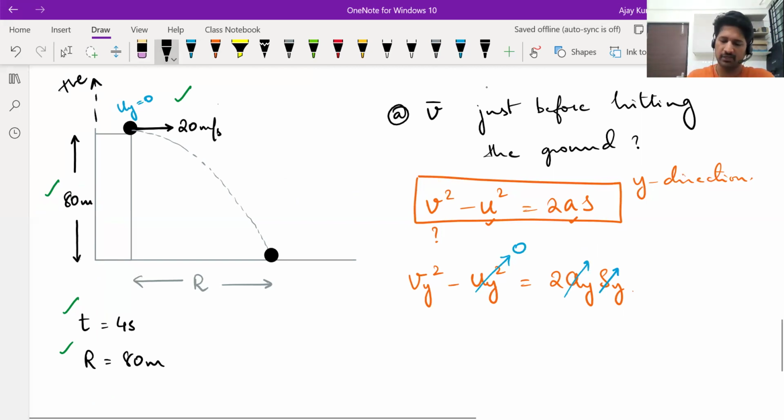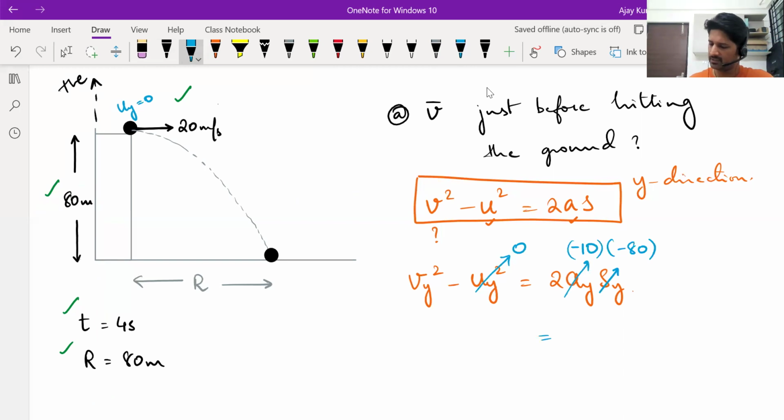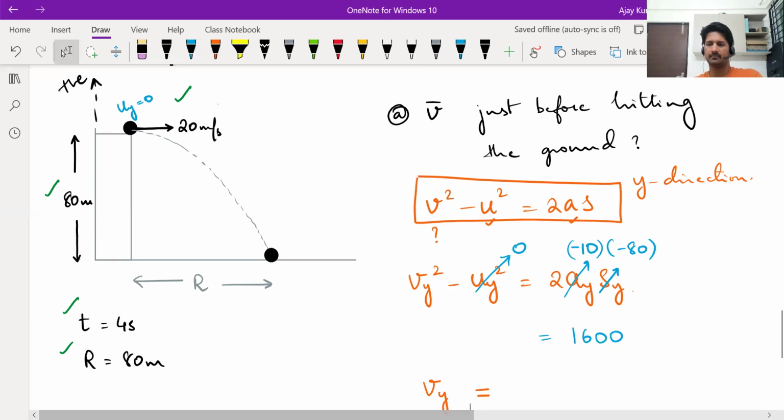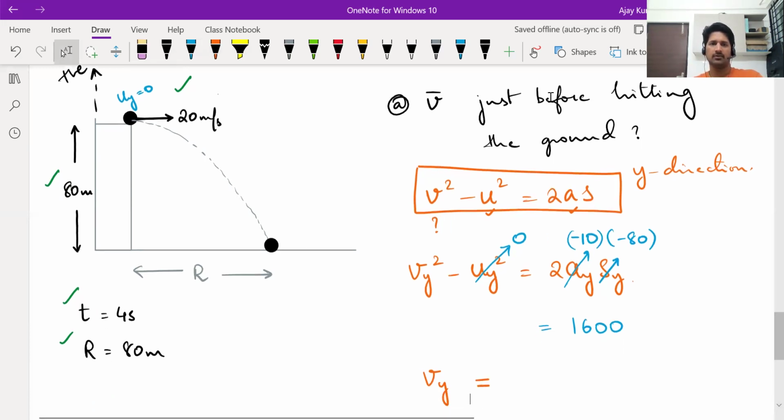Then acceleration in y direction, acceleration due to gravity is downwards, no? So it is in the negative direction, we'll take it as minus 10. And that 80 meter displacement is also downwards, so minus 80. Minus minus cancel, it effectively becomes 1600. So you get Vy square is equal to 1600. If Vy square is 1600, how much is Vy? Anyone? Square of what number is 1600?